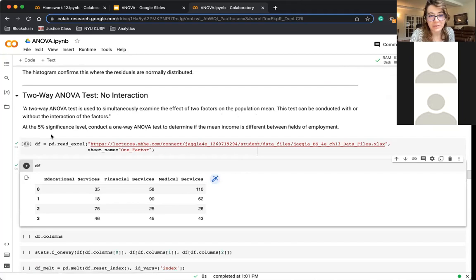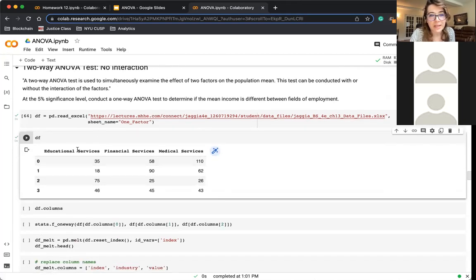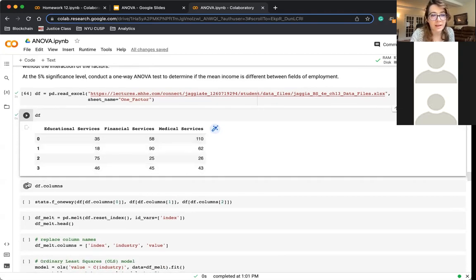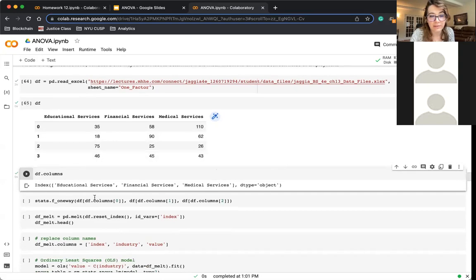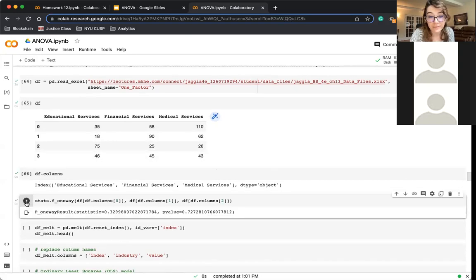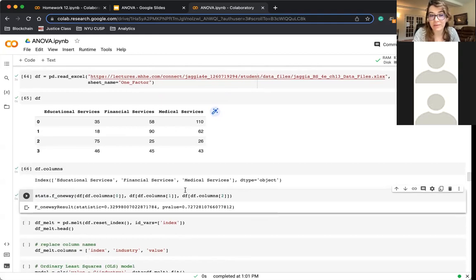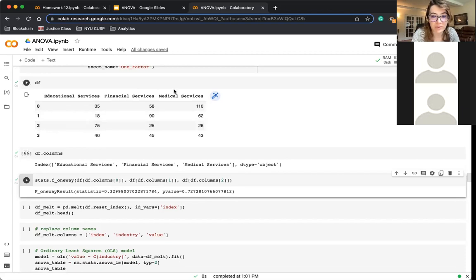So this is that example I was talking about, where we have different income levels for 3 different industry types: educational services, financial services, and medical services. We want to see if there is a difference in how much you might earn for these different groups. Now I'm just using our stats package rather than walking through all the steps. Just from this F one-way test, we have a p-value that is much greater than our threshold of 0.05. So we don't have any evidence to reject the null to say that someone in educational services would have a higher income than someone in financial services, based off of what we found here.